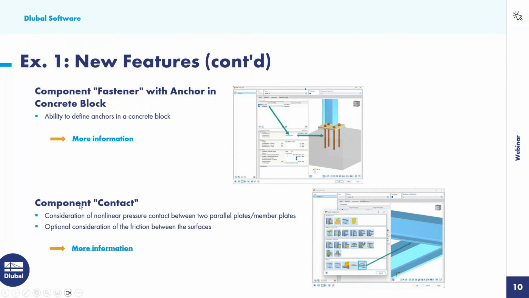We also have a new component called contact. So this is in the situation that we have the connection of two members, but not through fasteners. Rather, the top beam is just simply resting on the bottom beam. So what we need to do with this new component type is to consider the nonlinear pressure contact between the two parallel plates and member plates, meaning that in uplift, we want this connection to fail, but in downward compression, we would expect this top beam to bear on the bottom beam. There's also the optional consideration for friction between the two surfaces for those shear loads acting on this connection type.